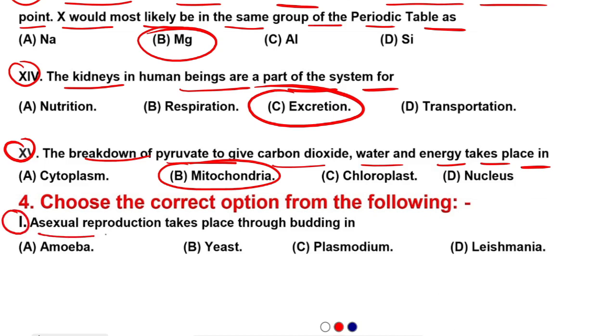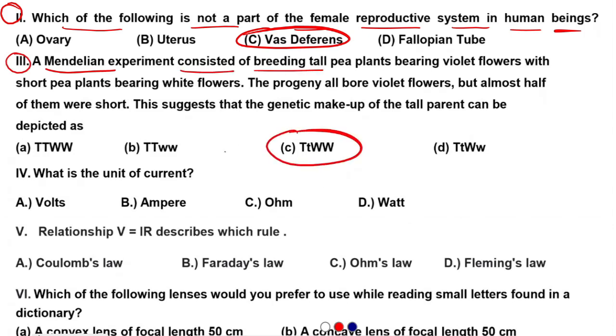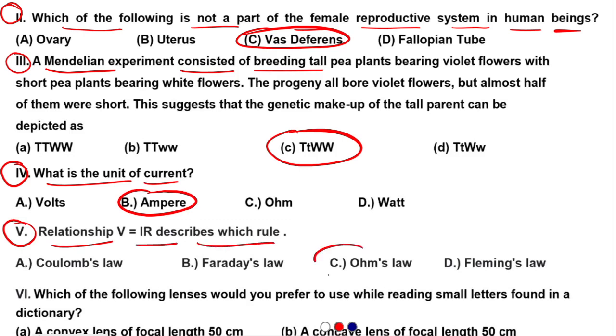Next, asexual reproduction takes place through budding in yeast. Next, which of the following is not a part of the male reproductive system in human beings? Vas deferens. Next, a Mendelian experiment consisted of breeding tall. Option number C. Next, what is the unit of current? Ampere. Next, the relationship V equals IR describes which rule? Ohm's law.